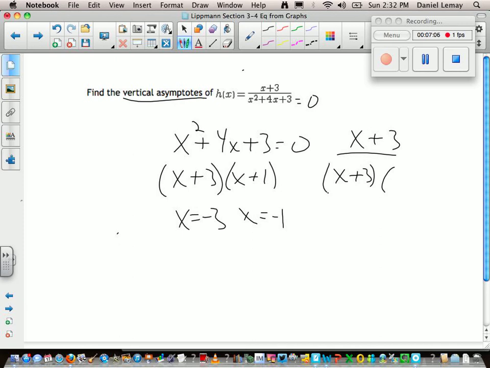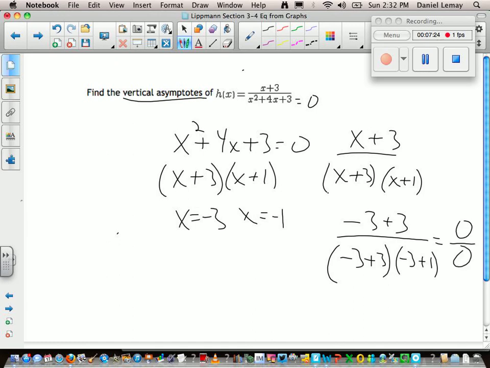If I were to replace x with -3, I'm going to get -3 plus 3 over -3 plus 3 times -3 plus 1. That's going to give me 0 over 0, which isn't a number over 0. So this is a special situation. In calculus, you'll learn this is called an indeterminate form. When you get 0 over 0 is the first one you'll see. So when you see that, that tells you something else is going on.